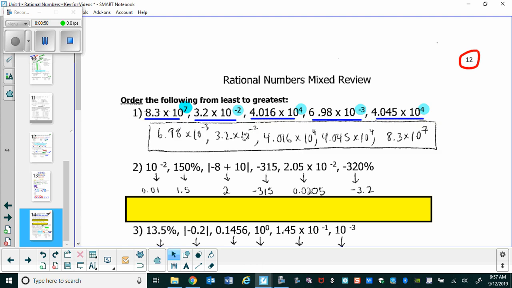There's the -3, then the -2, and then right here with the 4s, the 4s actually tie. So you'll notice that the 4.016 comes first, then the 4.045, because right here the 1 is smaller than the 4. And then the 7 is the biggest exponent there.